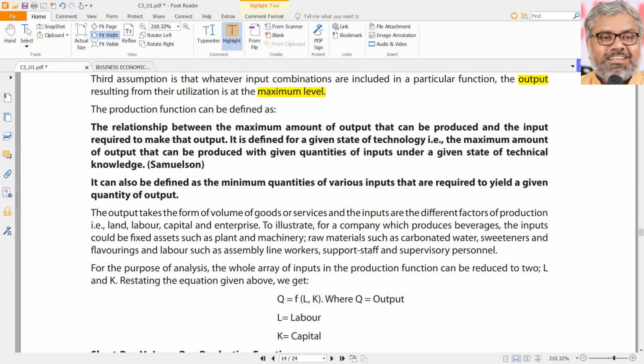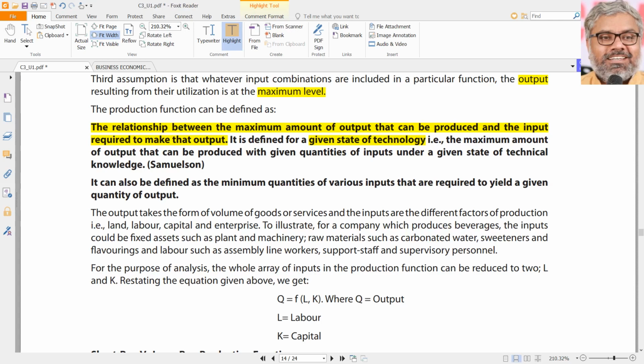If the same thing is defined with certain big sentences, it will look like this. What is production function? That is the relationship between the maximum amount of output, maximum, that can be produced and the input required to make that output. So the relationship between the maximum output and the inputs which are required to make that output. That's what the production function is. And of course, it is defined for a given state of technology. It is not going to be changing. The technology is assumed to be constant when one production function is derived.